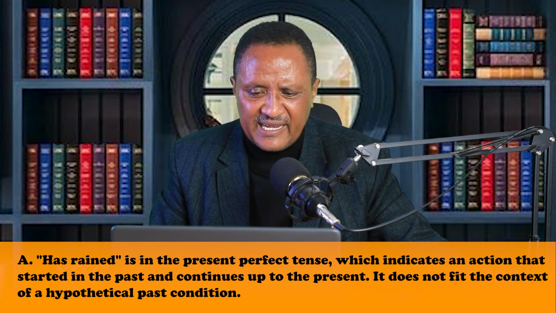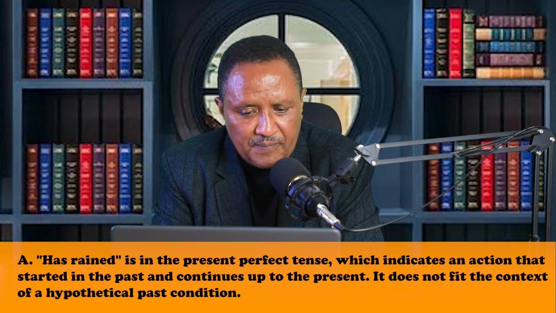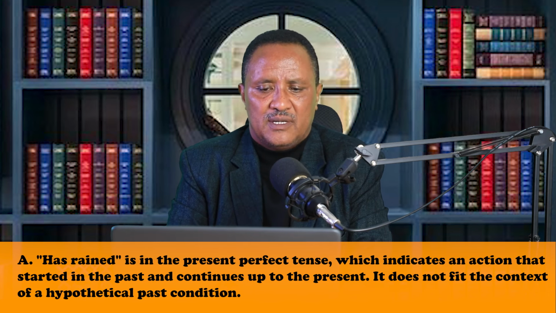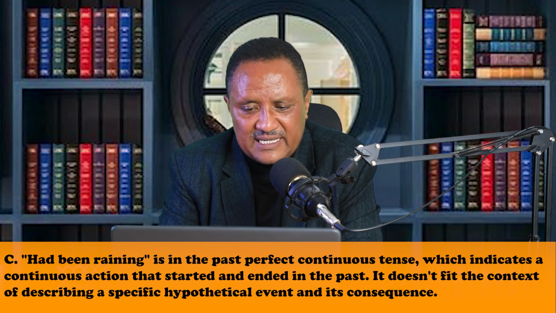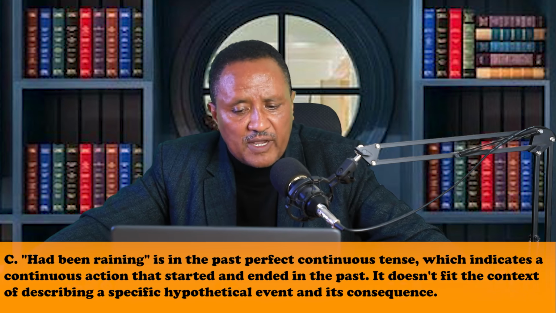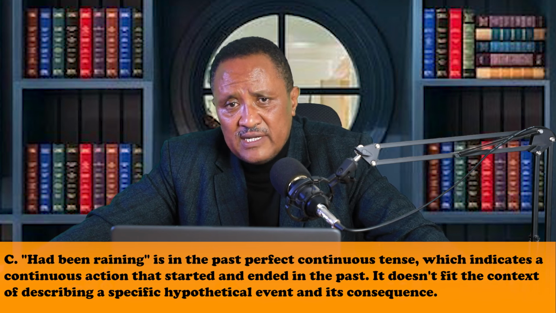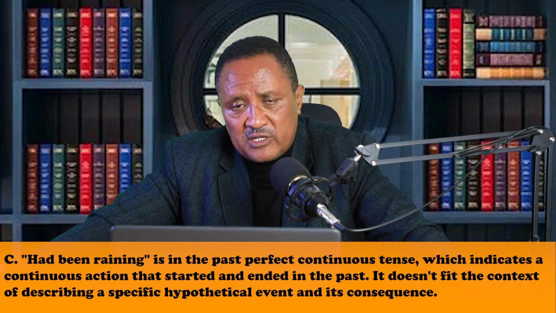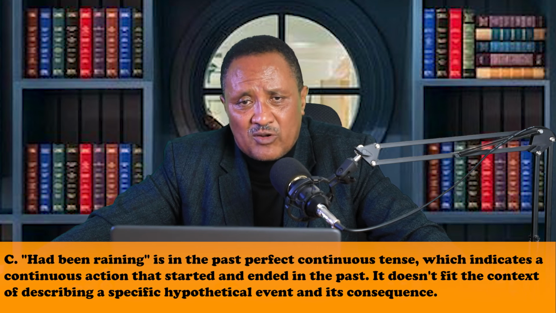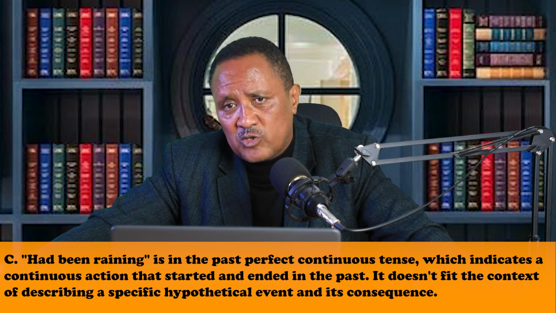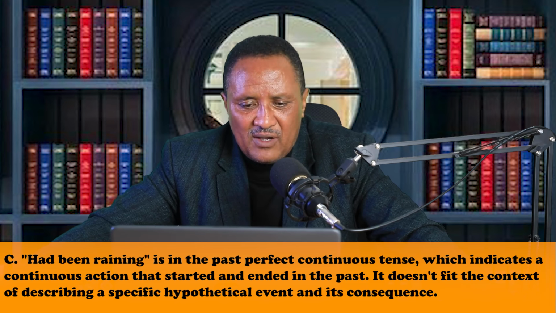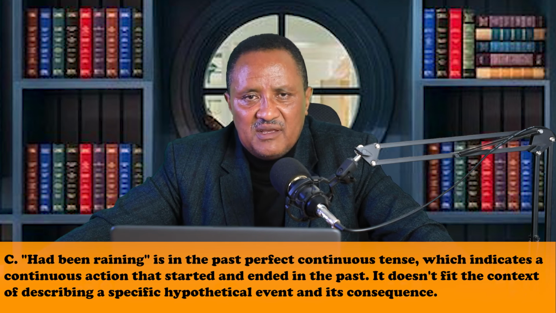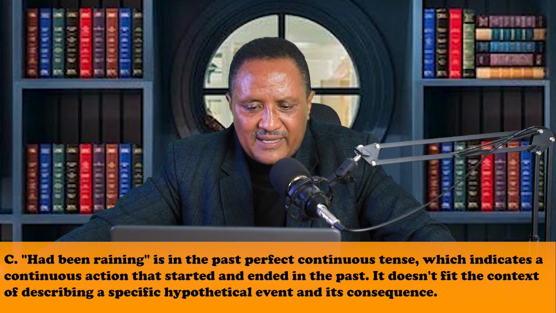So, has rained is in the present perfect tense, which indicates an action that starts in the past and continues up to the present. It doesn't fit the context. Had been raining is in the past perfect continuous tense, which indicates a continuous action that started and ended in the past. It doesn't fit the context of describing a specific hypothetical event and its consequences because it's totally out of the grammatical structure. So you can go and refer to the very syntactic structure of impossible conditionals. What kind of structure should we use in the if clause and what kind of structure should we use in the main clause? So anybody who has a very clear understanding about the syntactic makeup of conditional 3 would definitely be in a position to understand that this cannot be an answer.